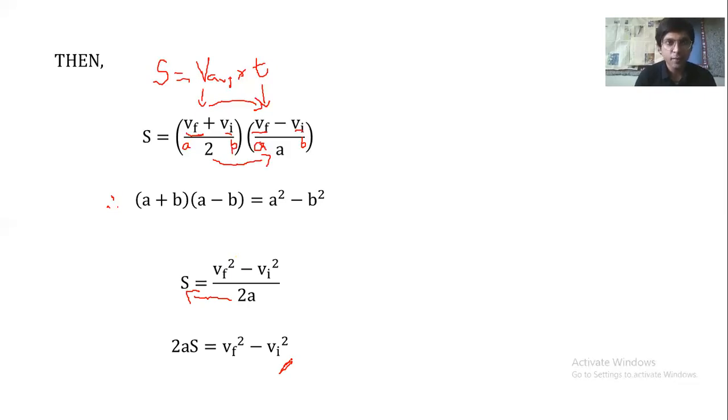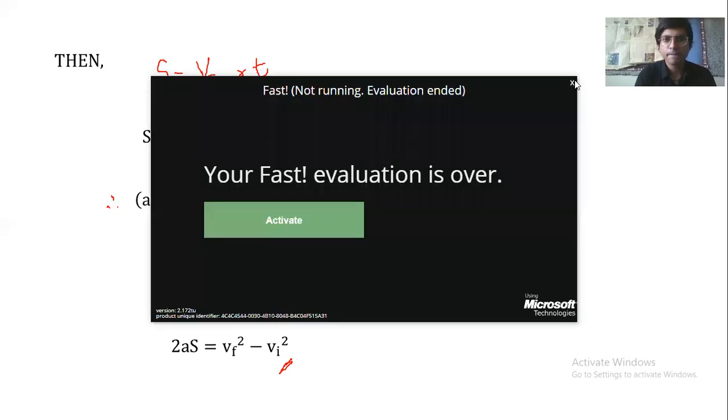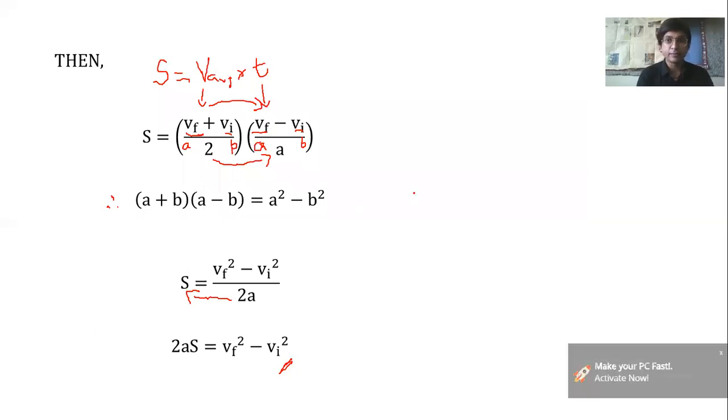Hopefully you have understood this formula. For this formula you have to remember that you have to use the formula S is equal to V average multiplied by t. Then you have to put in two values. The first value is for the average velocity, which is Vf plus Vi upon 2, and the second is for t, which is Vf minus Vi upon A. Then you do some multiplication, and for this multiplication we can use the formula a plus b, a minus b, which is equal to a square minus b square. And then by doing some maths you can derive this formula. So hopefully you have understood this formula correctly.